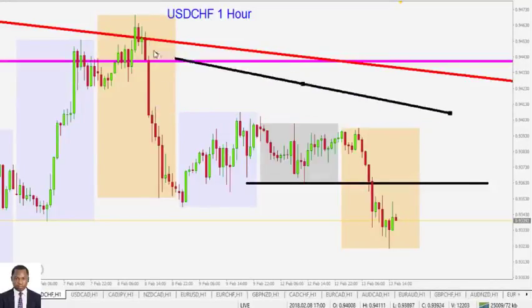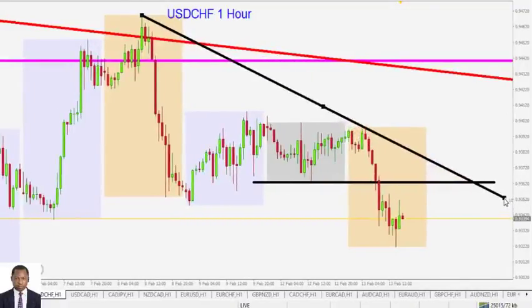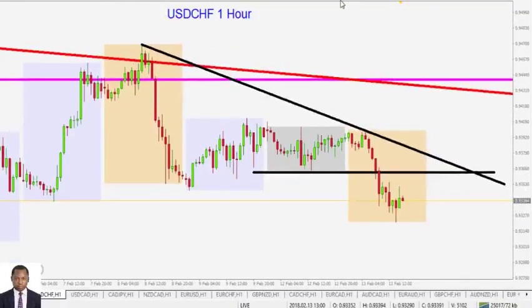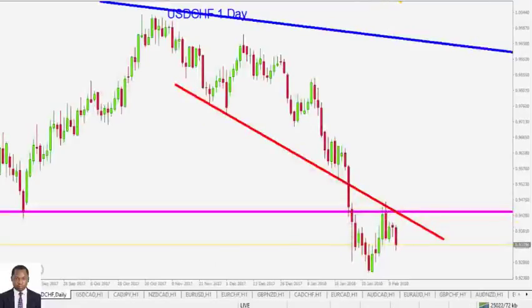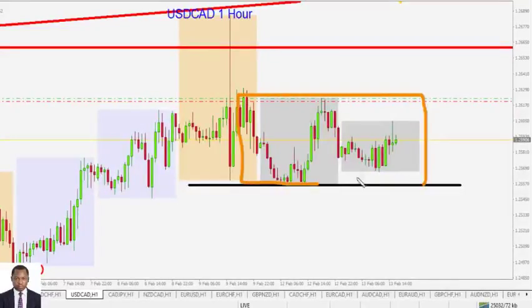This pair should actually be going down, but much of hesitation. No valid entry here. American dollar against the Canadian dollar, lots of hesitation. We already analyzed this. Price is still within that area, so don't waste your time.